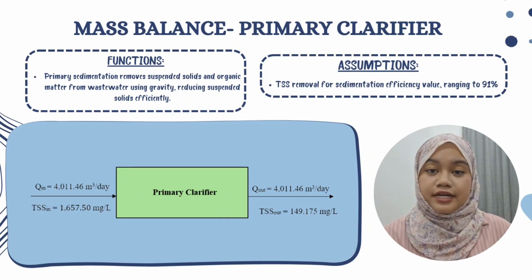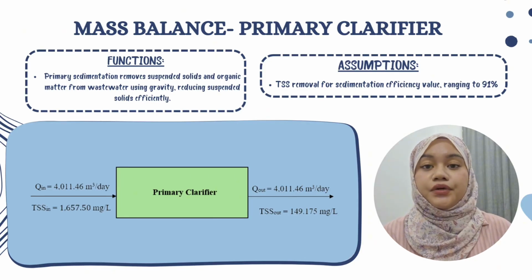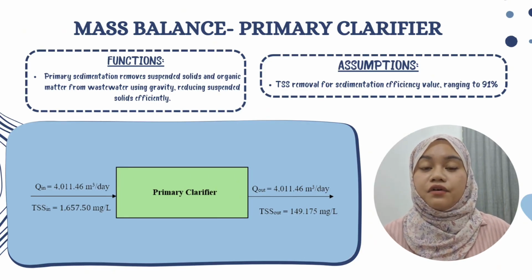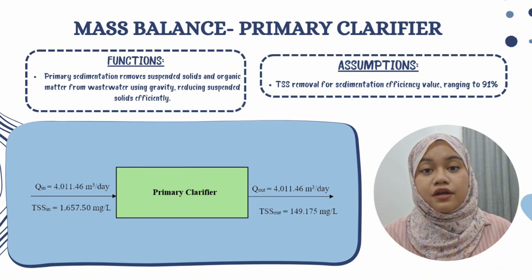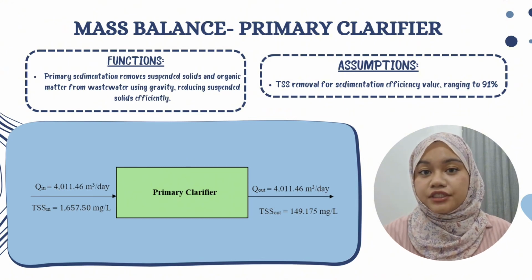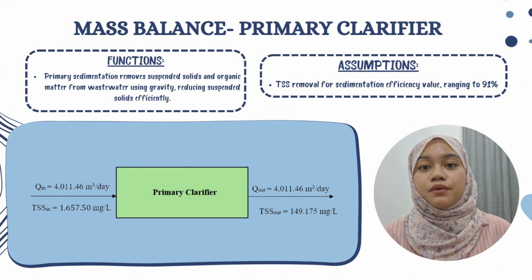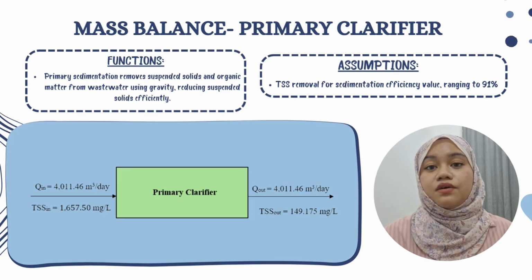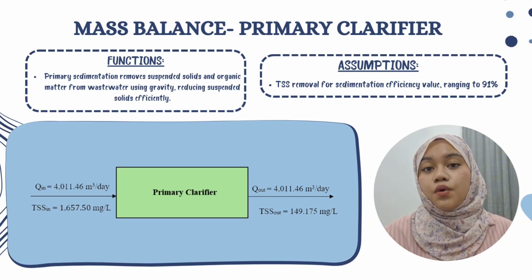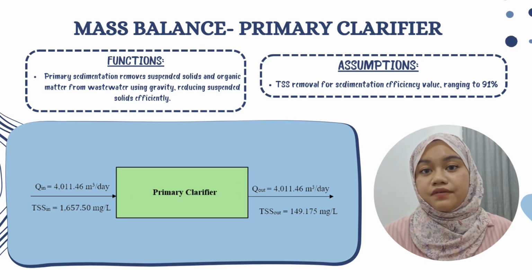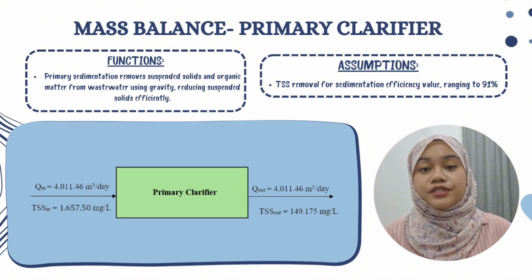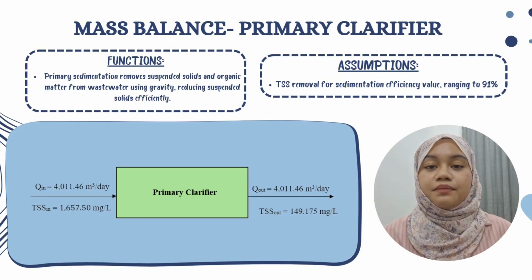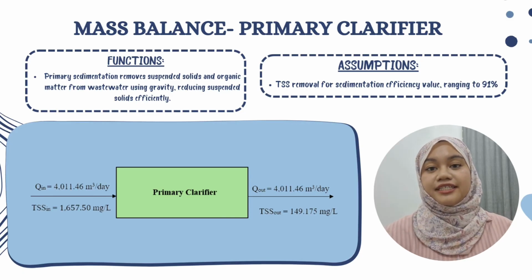So now let's look at the mass balance. The influent flow rate, Q in, is around 4011 cubic meters per day with an initial TSS concentration of 1657.5 mg per L. After sedimentation, the effluent flow, Q out, remains the same, but the TSS concentration is reduced to 149.17 mg per L. So this shows the effectiveness of primary sedimentation in removing solids and ensuring better wastewater treatment efficiency.